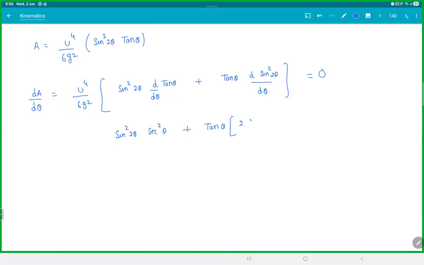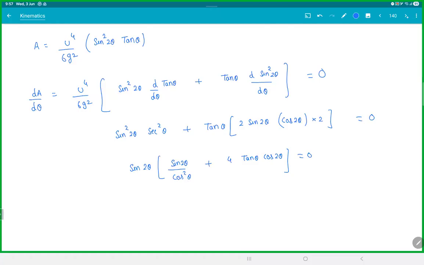So this is sin 2 theta. Then differentiate sin 2 theta, you get cos 2 theta. Then differentiate 2 theta, you will get 2. I'm skipping a step here, you can figure it out. This should be equal to 0. Take out sin 2 theta common. This would be sin 2 theta times (sec square theta is cos square theta plus 4 tan theta cos 2 theta). So sin 2 theta is 0, theta is 0.